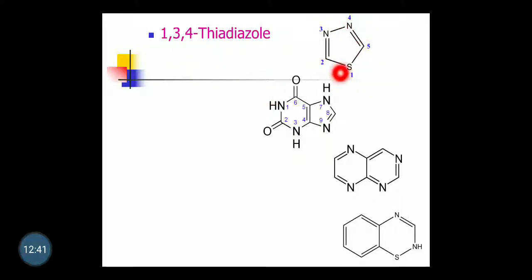So we draw the 5-membered ring containing 2 double bonds, meaning it ends with OLE, and we have thia and diaza. Thia means sulfur, diaza means 2 nitrogen. As for 1, 3, 4, 1 is the position of the sulfur and 3, 4 are the positions of the nitrogens. In this way the ring is called 1,3,4-thiadiazole. Acetazolamide is a drug which has a 1,3,4-thiadiazole ring in its structure, and normally it is used as a diuretic.